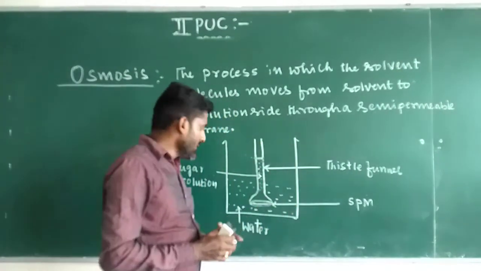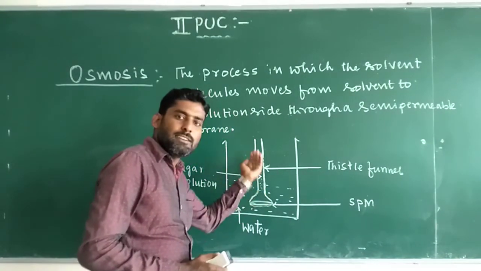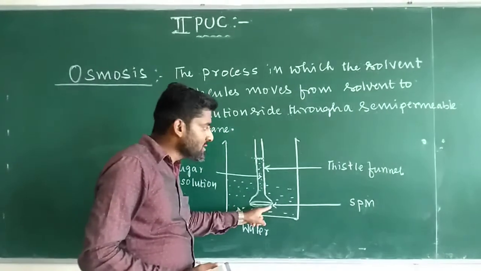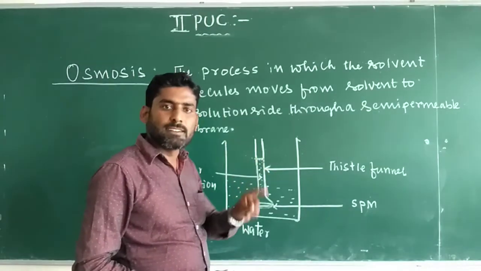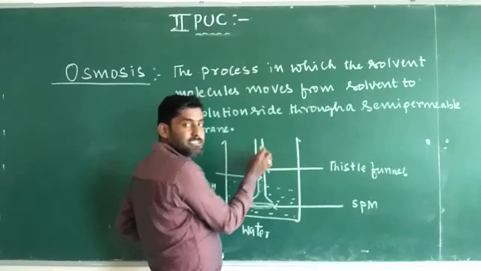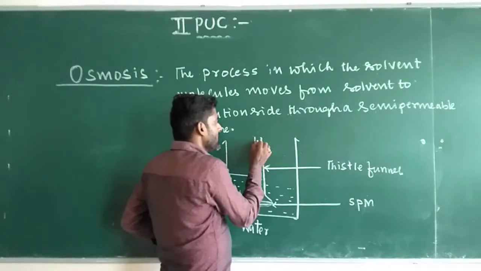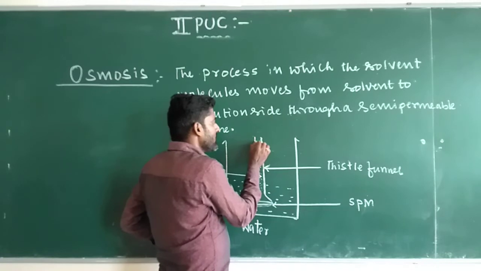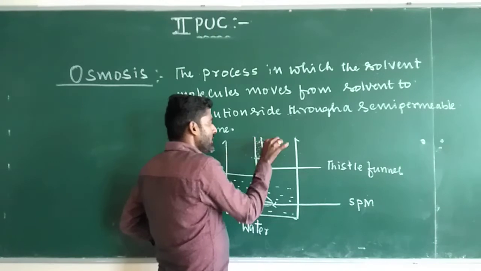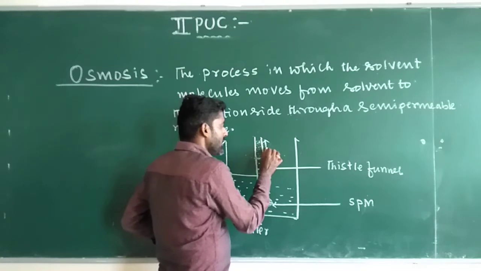After some time, solvent molecules from the beaker enter into the sugar solution from lower concentration to higher concentration through the semi-permeable membrane. As a result, the height of the sugar solution rises in the Thistle funnel. This is the final height of the sugar solution, and the difference between the final height and the initial height is marked H.